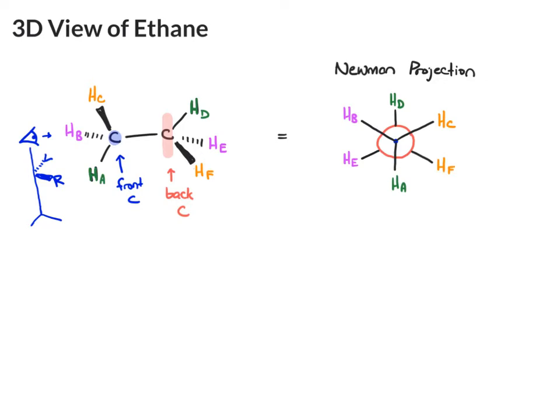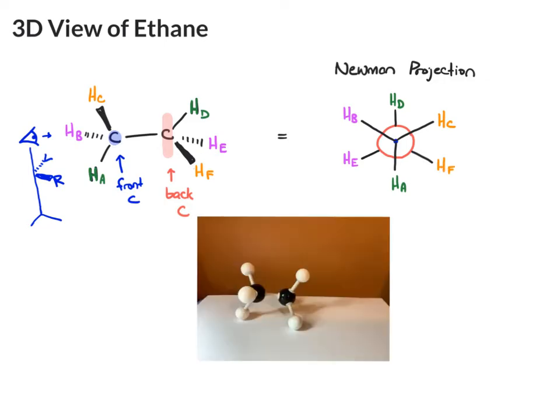And what you can spot is, for example, hydrogen C and hydrogen F are both on wedges. That means they're both on the same side. One's pointed upwards, one's pointed downwards, but they're on the same side of the molecule. Well, even in this Newman projection, they both end up on the same side. Just one's up, one's downward.